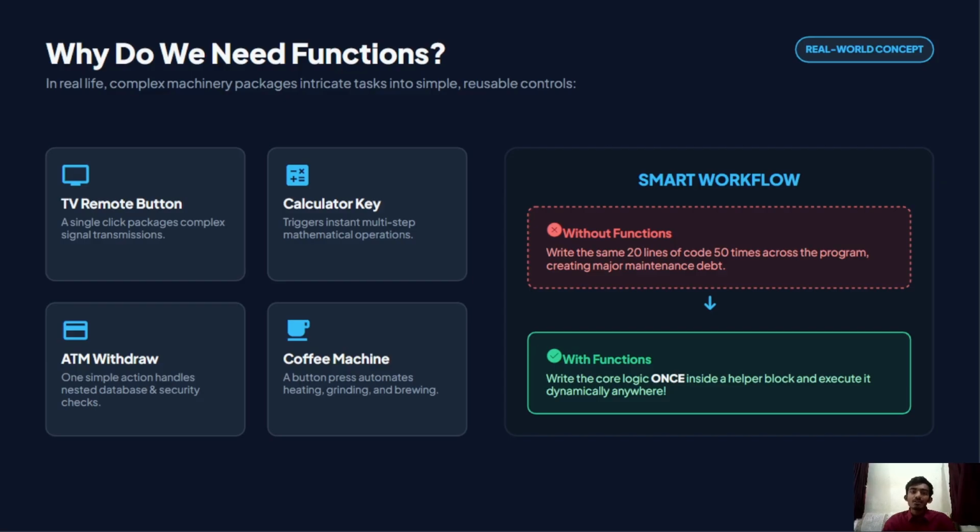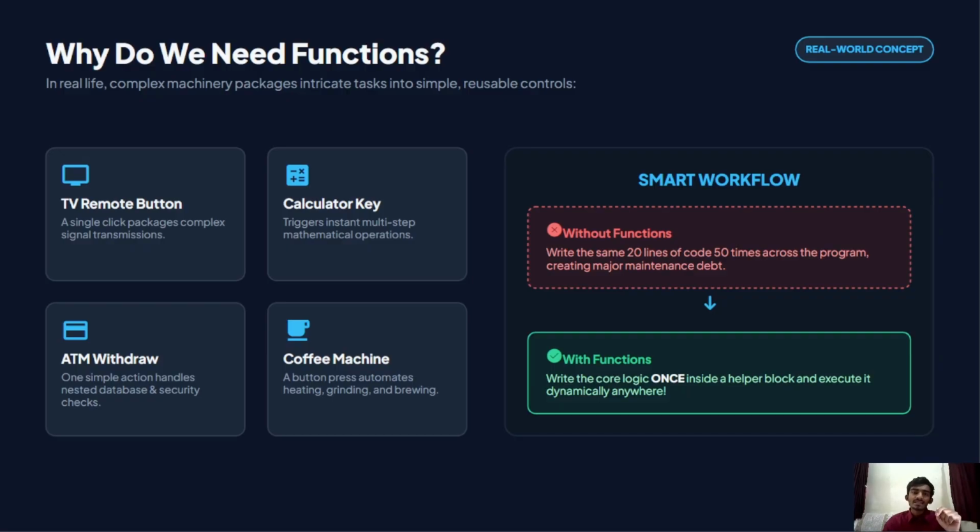Now think about a calculator. When you press the square root button, the calculator performs several mathematical operations internally. Again, we don't need to know the mathematical formula ourselves. We can just let the system do its work. The same idea applies with an ATM. When you press the withdraw button and enter the amount, the ATM checks your balance, verifies your PIN, updates the bank database, and finally dispenses the cash. Or think of a coffee machine in the same way. You press a button and the machine grinds the coffee beans, heats the water, brews the coffee, and pours it into your cup. One simple operation triggers many operations.